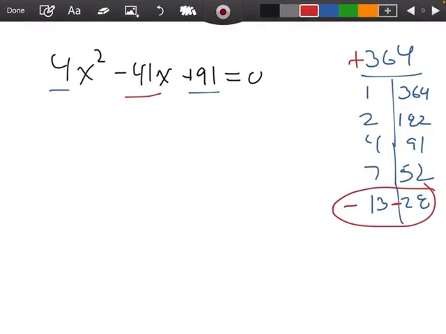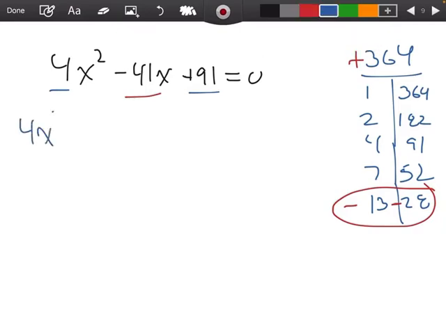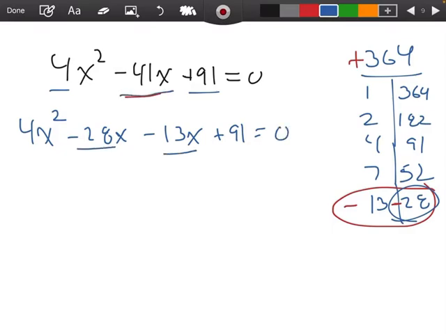Okay, so look, what we're going to do now is rewrite this problem. I'm going to rewrite it as 4x squared. I'm going to go ahead and use this one first. It really doesn't make any difference, but I think it's going to make it a little bit easier. Minus 28x minus 13x plus 91 equals 0. Now, all I've done is rewrite 41 using 28 and 13.